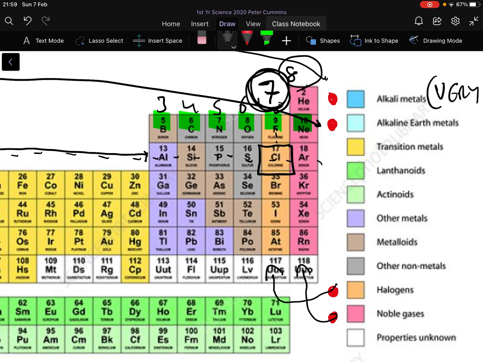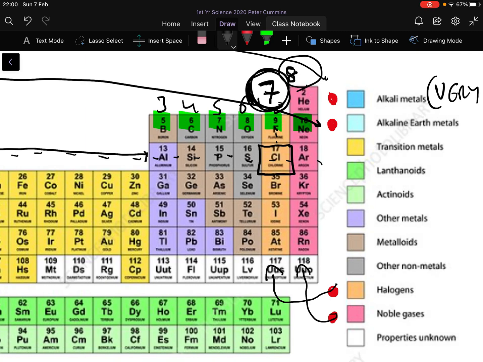Chlorine, fluorine, bromine, iodine and astatine. They're quite dangerous ones as well. And the reason is, remember we drew chlorine. Chlorine, because it's in group 7, has 7 electrons in its outer shell. So it's going crazy to get that last electron.